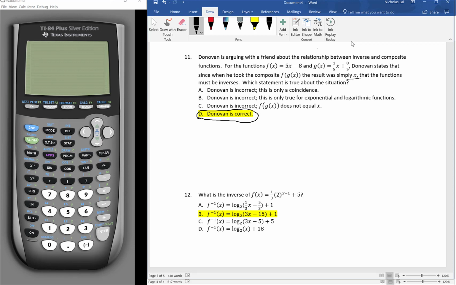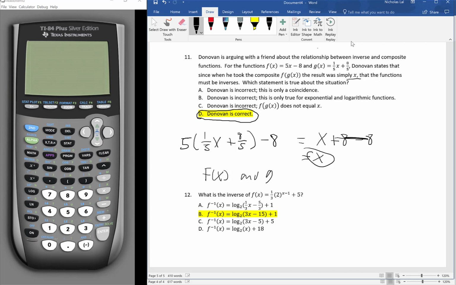All right? So, let's prove it. Let's take f of g of x. Let's say 5 times 1/5 x plus 8/5, minus 8. If we take the composition, that's going to be equal to x plus 8 minus 8. The 8's cancel out, so that is equal to x. That does mean that f of x and g of x are inverses of each other.